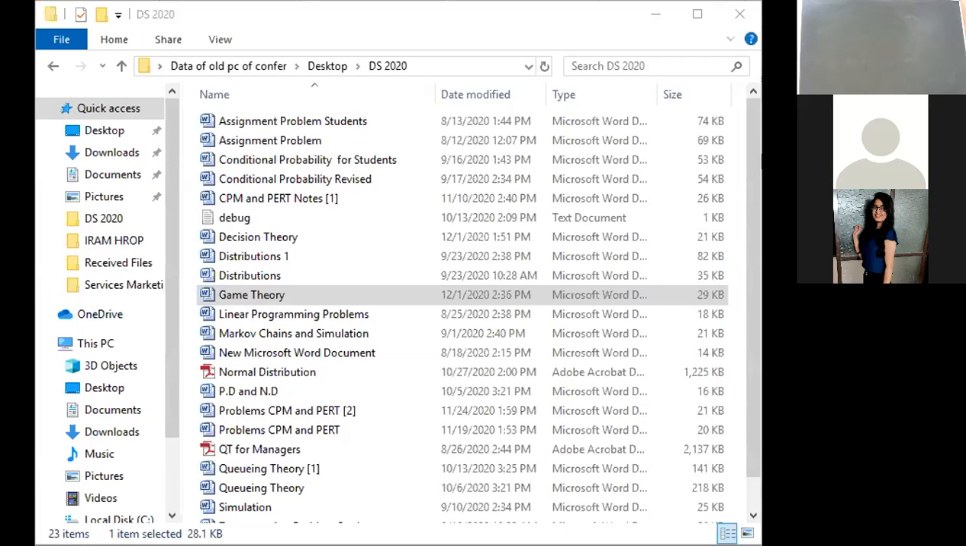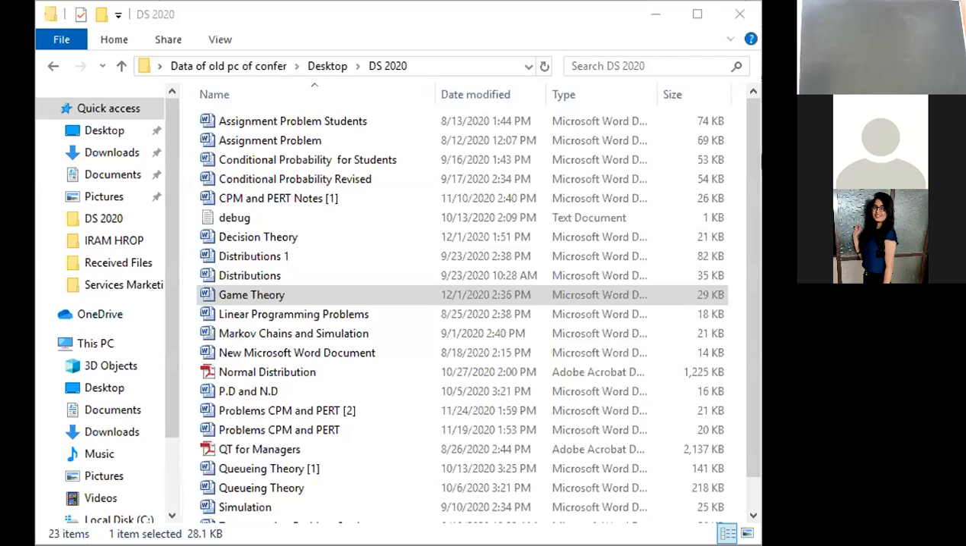Here, how many types of games are available in our syllabus? Any guess? Have you seen the syllabus? The 2-person zero-sum game. First of all, we will discuss what is a 2-person zero-sum game. Here, I have given all the definitions. Types of games: go through 2-person game, when there are 2 competing players.